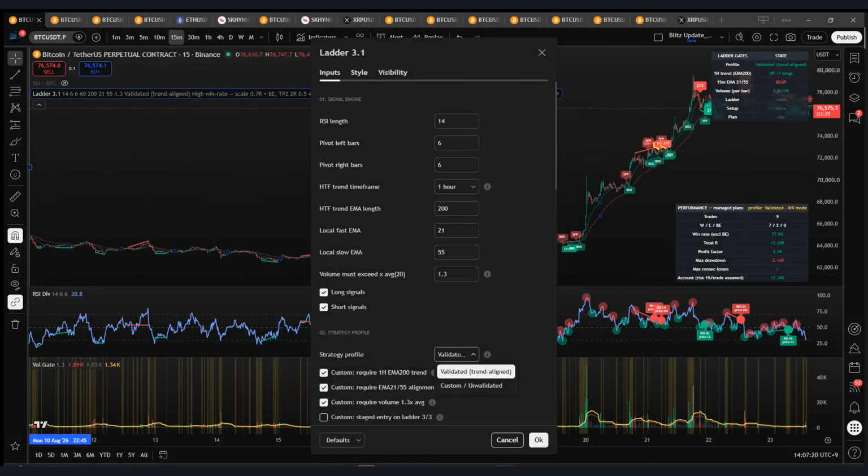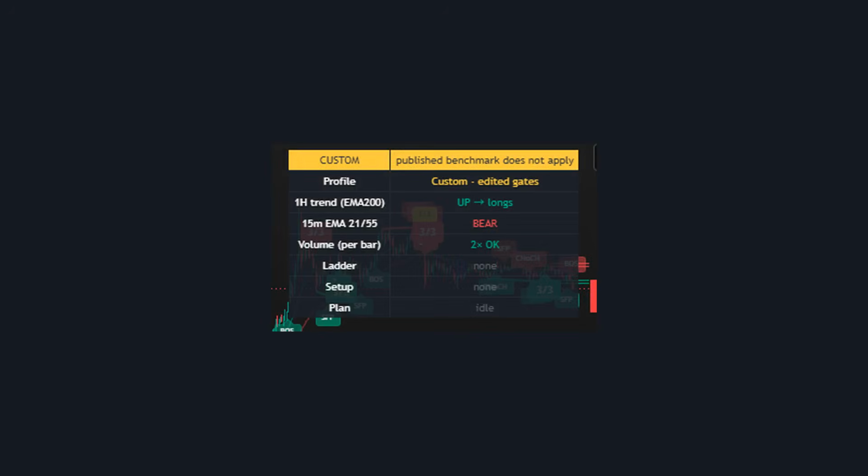And if you want to experiment, that's what the custom profile is for. Switch it and the gate toggles unlock. You can allow counter-trend candidates, drop the volume requirement, even make the ladder's 3 of 3 the actual plan trigger. But the moment you do, a yellow banner appears on the dashboard and the stats table, custom. Published benchmark does not apply.